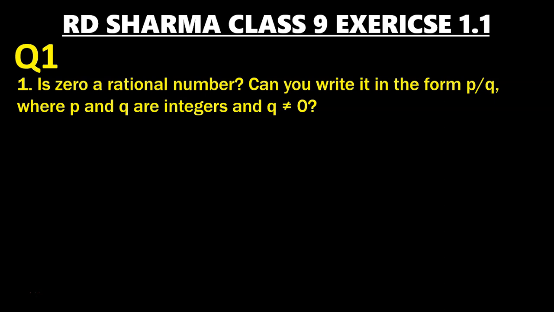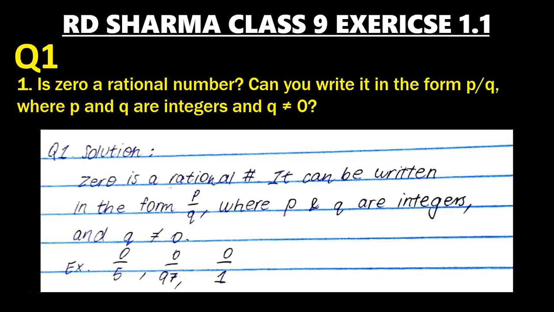In this video, we will discuss the solutions for exercise 1.1 of class 9 RD Sharma. So first, let's look into question number 1. Is 0 a rational number? Can you write it in the form p by q, where p and q are integers and q is not equal to 0? The solution: 0 is a rational number. It can be written in the form p by q, where p and q are integers and q is not equal to 0. For example, 0 by 5, 0 by 97, and 0 by 1.